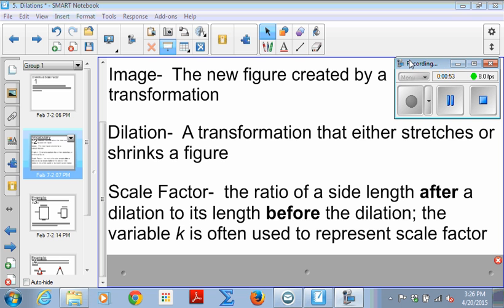And then we have scale factor. This is the ratio of a side length after a dilation to its length before the dilation. The variable k is often used to represent scale factor. Okay, this will make more sense definition-wise as we do examples. But the key here, the ratio order goes side length after to the side length before. Those words are bold-faced for a reason.